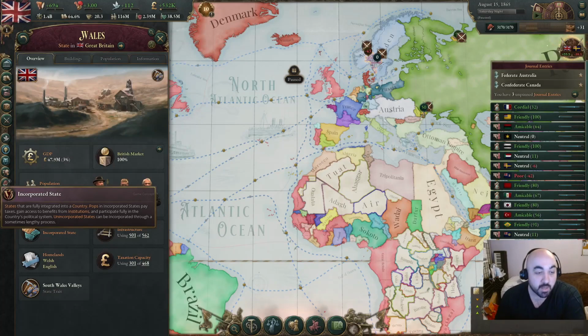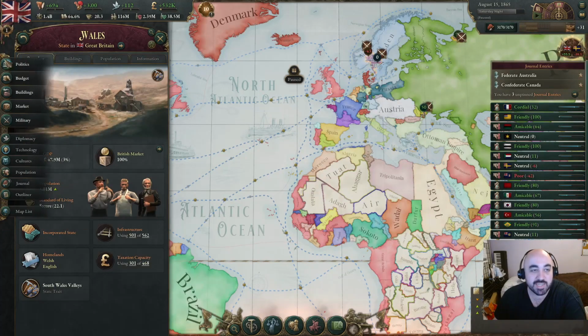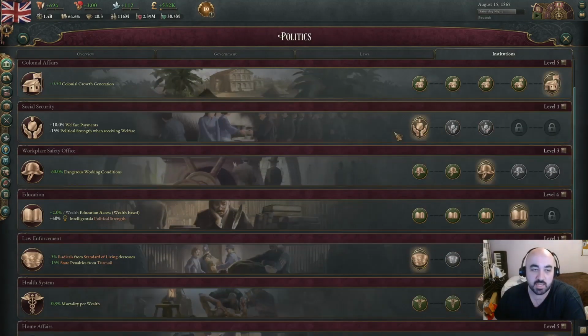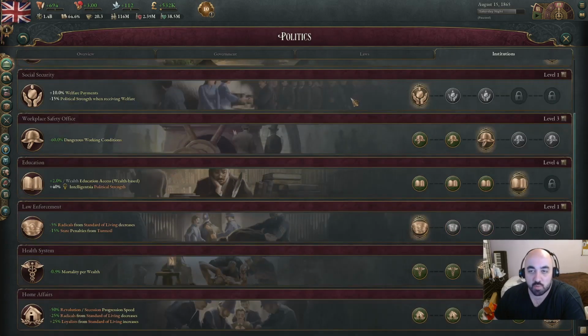So first up, we have the tooltips for the incorporated states and unincorporated states. They tell you 4 of the 7 differences between the two. The first and most important one is mentioned in the incorporated state tooltip, which is that your institutions and tax system apply to incorporated states, but not to unincorporated states. This is the biggest reason to want to incorporate.